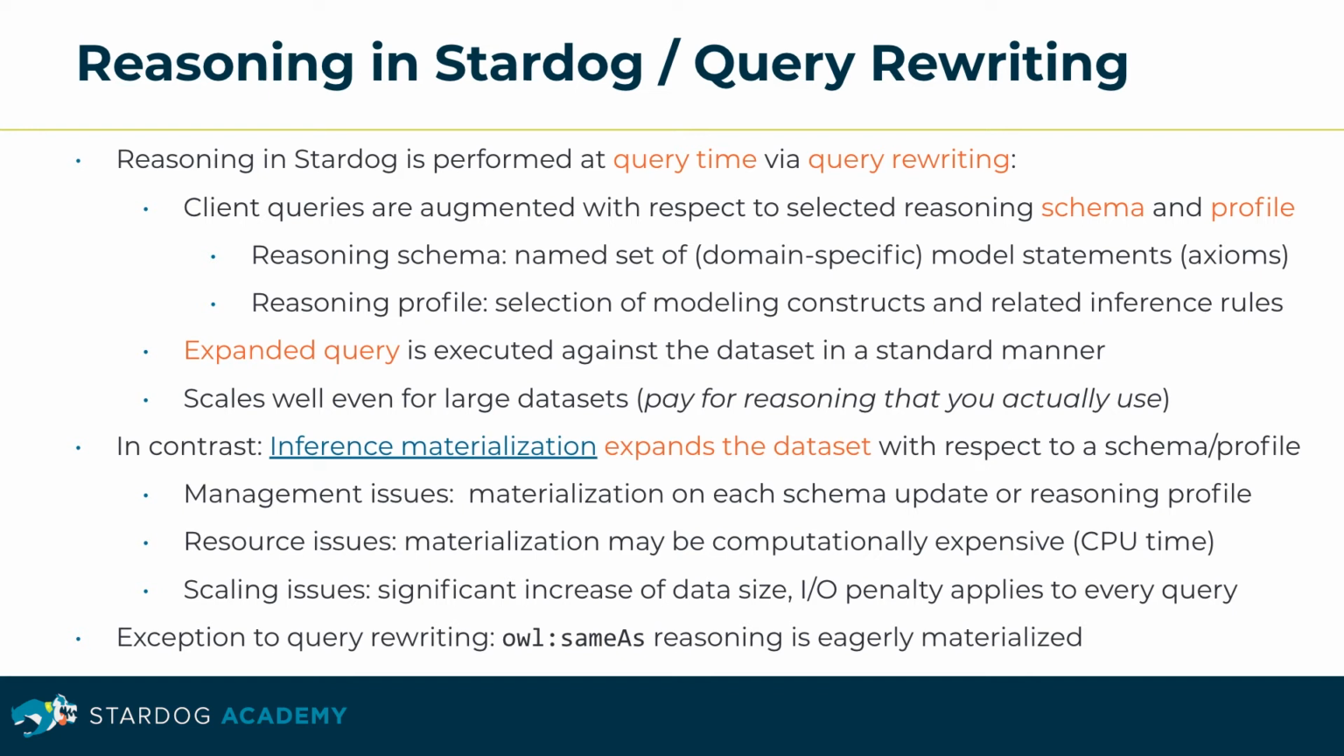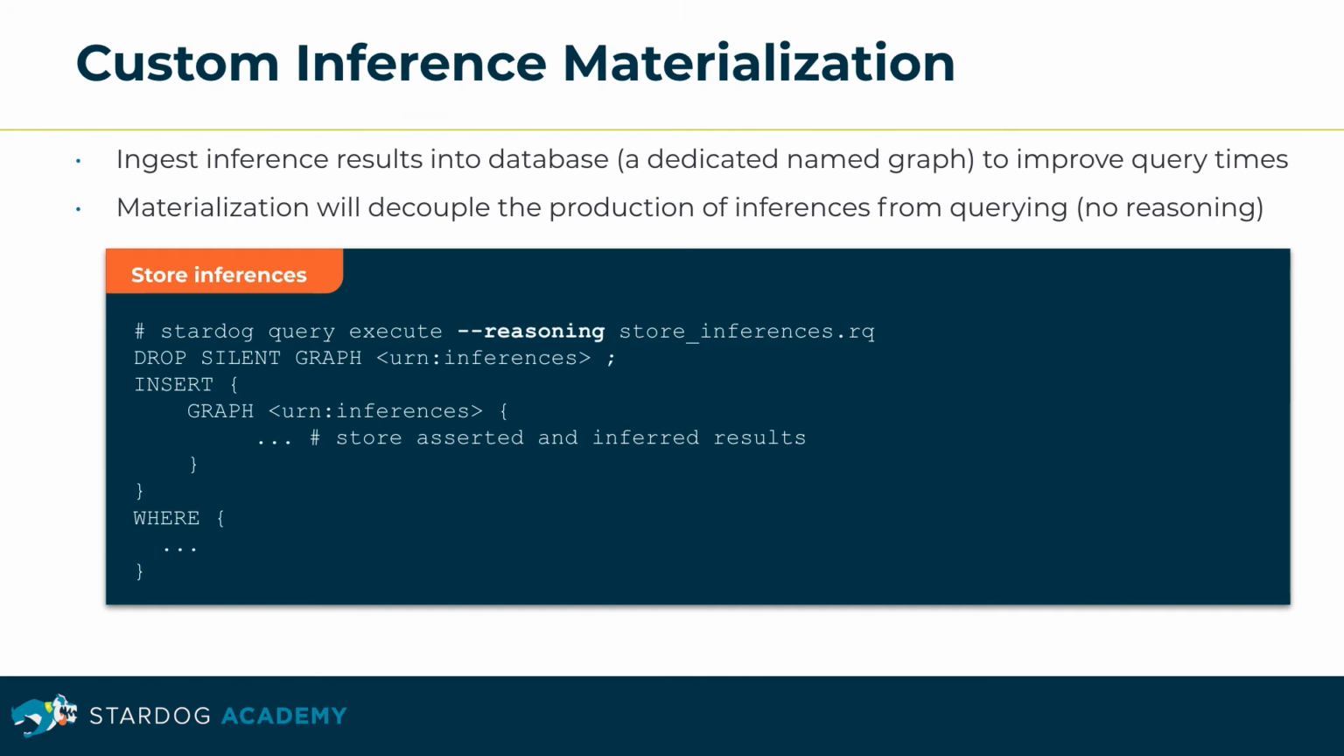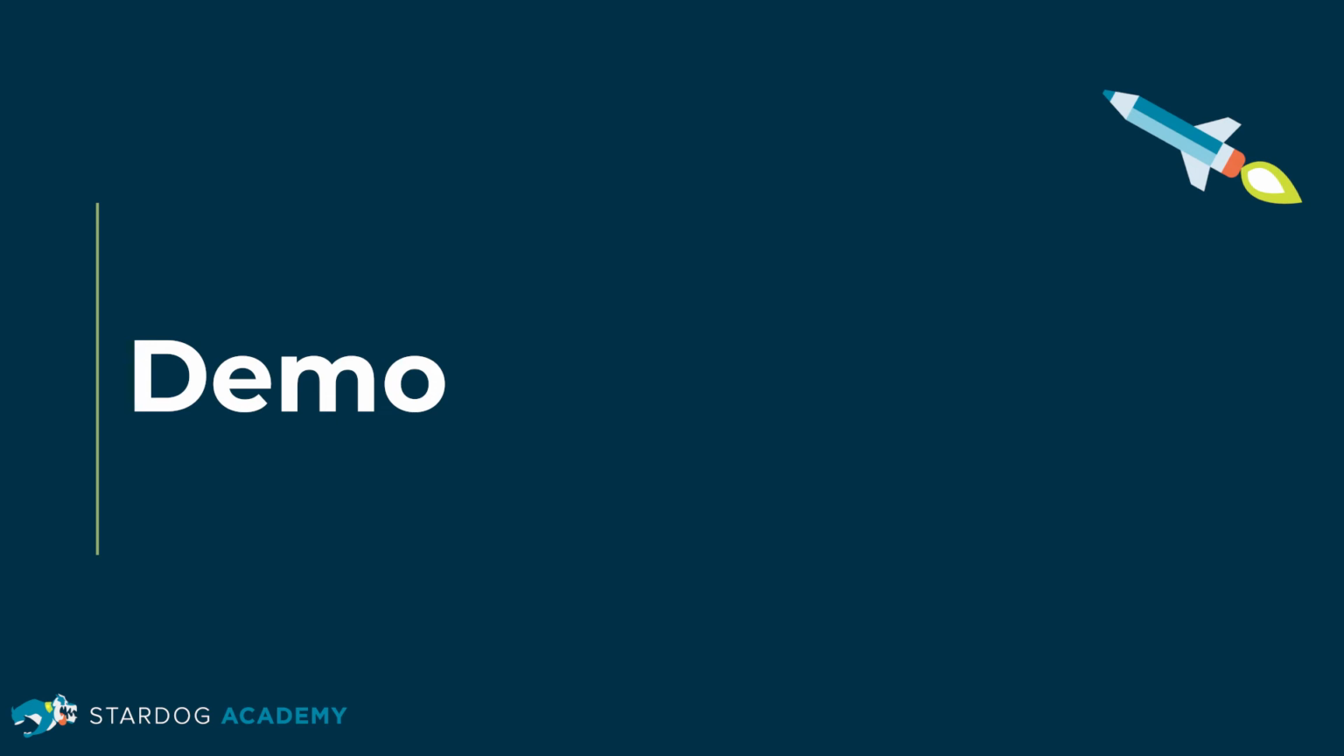The old sameAs reasoning is an exception to the default approach. It eagerly materializes inferences on identical individuals to serve the query rewriting process. When there is an emphasis on query performance, consider ingesting the inference results into the database via a SPARQL update query. This materialization will decouple an initial production of inferences in a batch mode from querying when no reasoning is involved. Let's have a look at some examples of inferencing in Stardog.